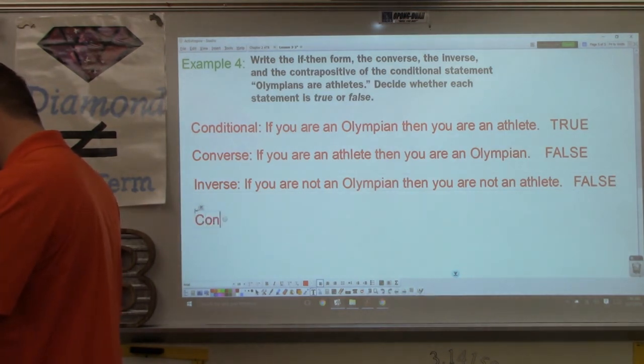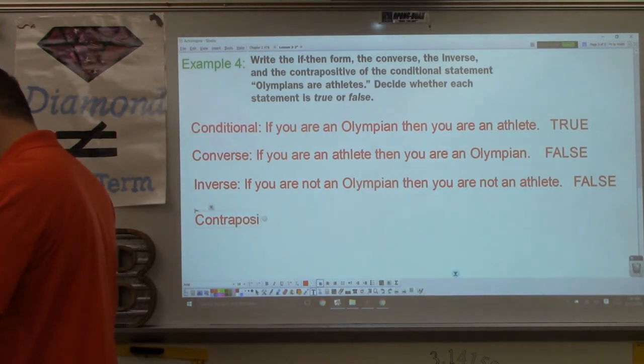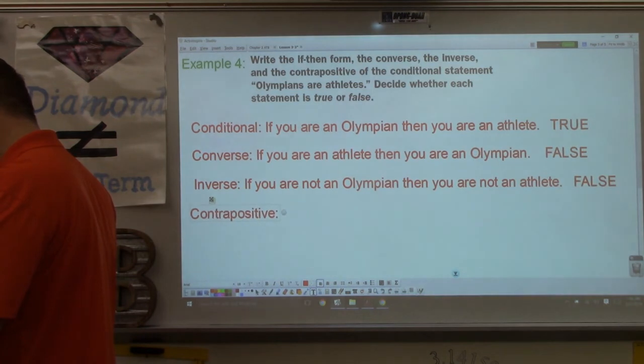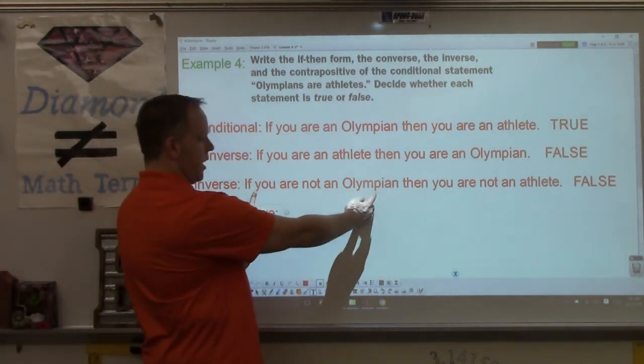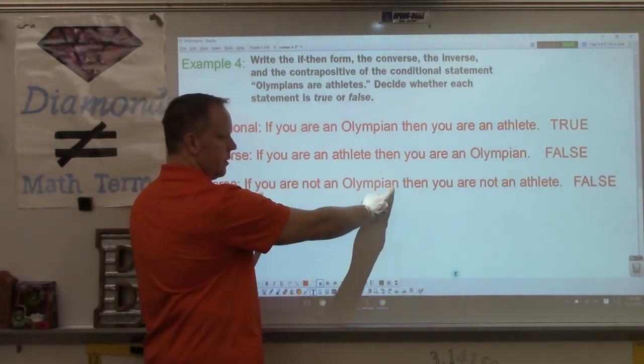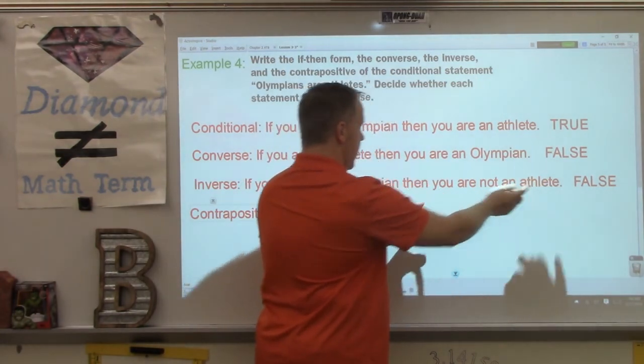And the last one is the contrapositive. Now the contrapositive, you're going to take your hypothesis from your inverse and your conclusion from your inverse and switch those.